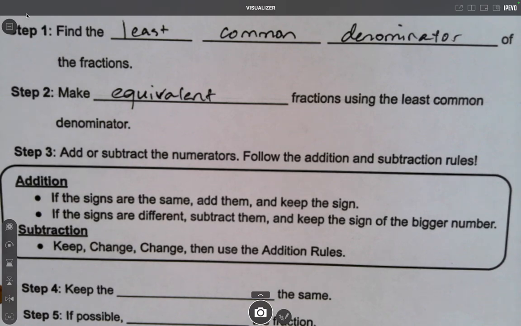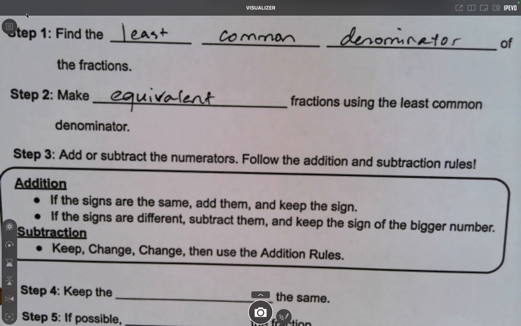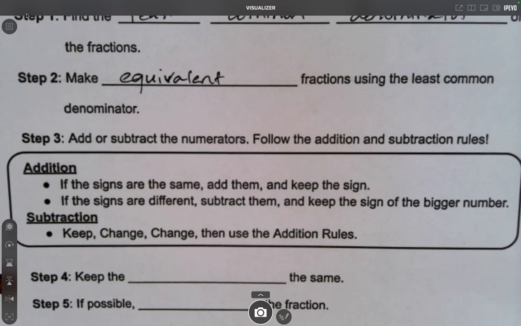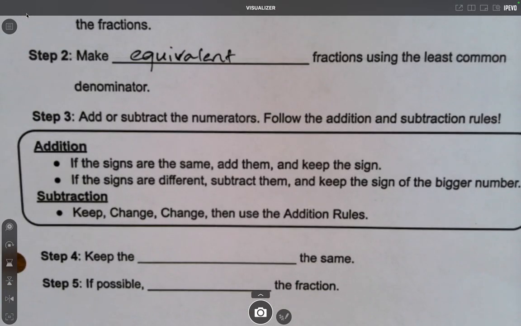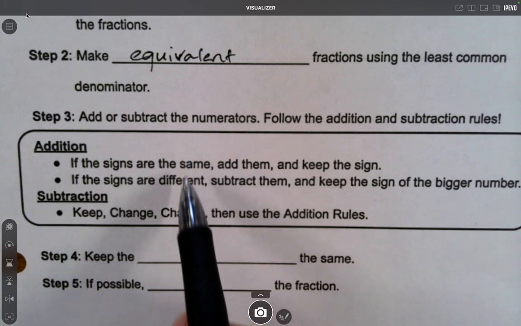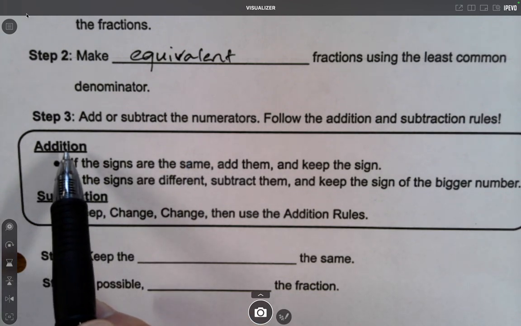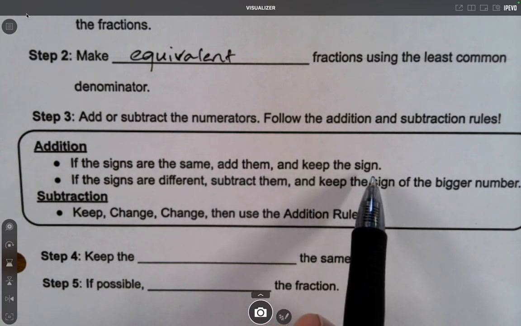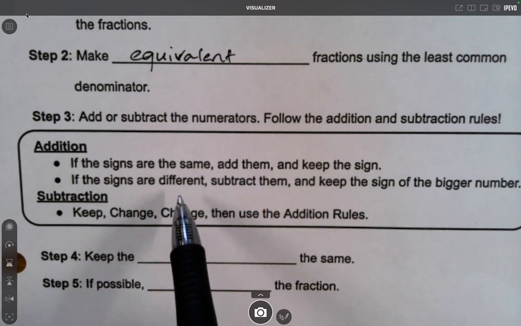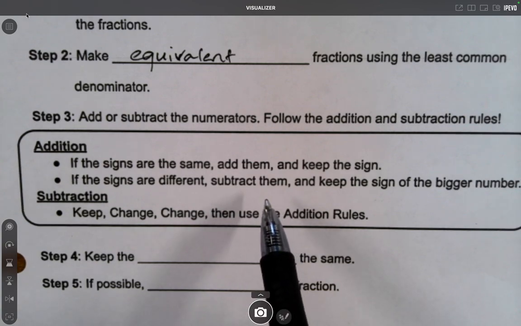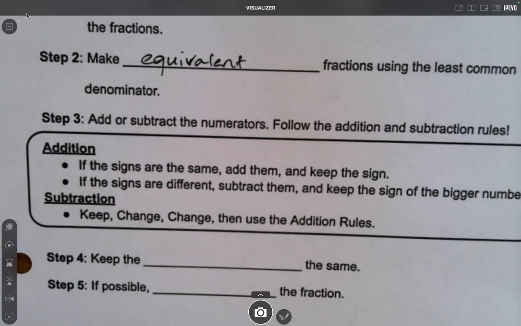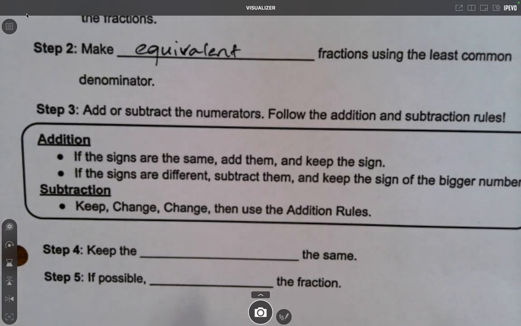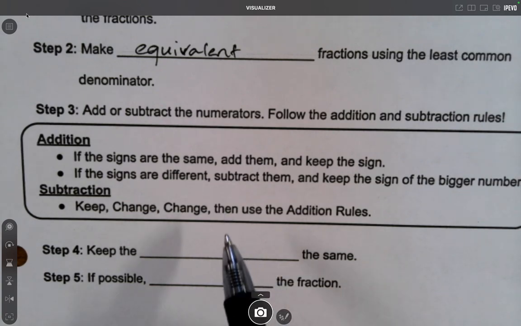Once you have the same denominators, you'll add or subtract the numerators. And you've got to remember our addition and subtraction rules. So commit these to memory. You will need these for the rest of your math lives. Addition: if the signs are the same, add the two numbers and keep their sign. If the signs are different, subtract the bigger one minus the smaller one, and then keep the sign of the bigger number. Subtraction: do keep, change, flip. Then after that, you've converted the problem into an addition problem, so you'll use the addition rules.